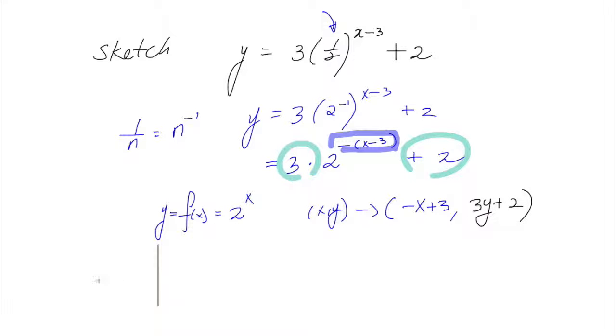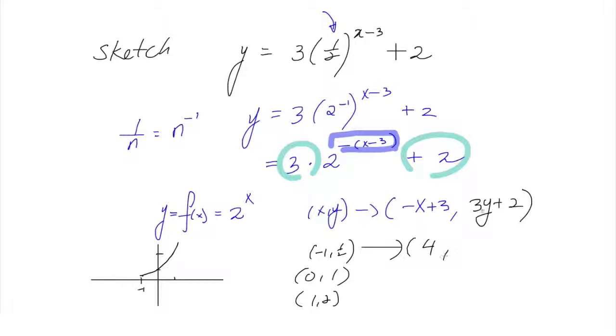The original points on 2 to the power of x are (-1, 0.5), (0, 1), (1, 2). Alright, so that's 1. 1 plus 3, that's 4. 3 over 2 plus 2 is 3.5. So 0 becomes 3, this becomes 2, 1 will become 2, and 2 will become 6, 8.